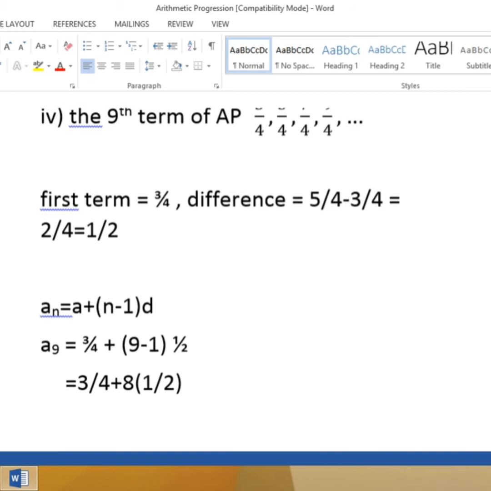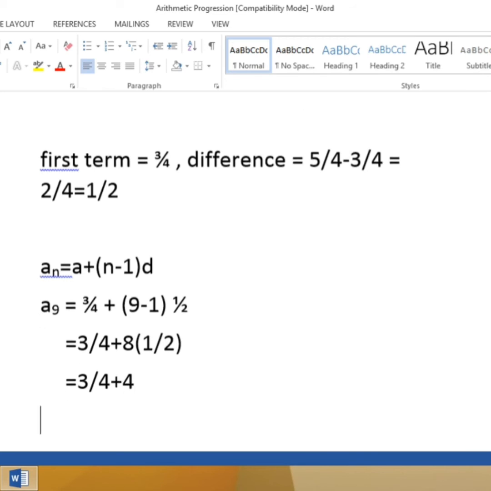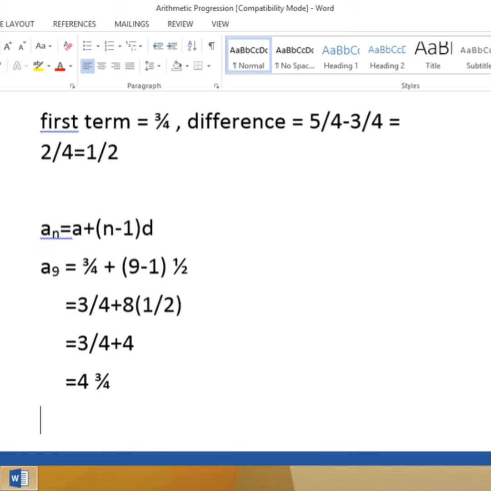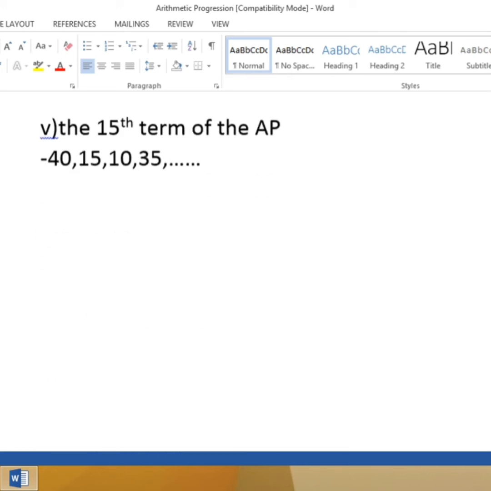So the next, 3 by 4 plus 4. So the answer is 4, 3 by 4. It's a mixed fraction. We need to write it as an improper fraction. 4 into 4, 16. 16 plus 3 is 19 by 4. So first we multiply with the denominator and then add to the numerator. We get the improper fraction.